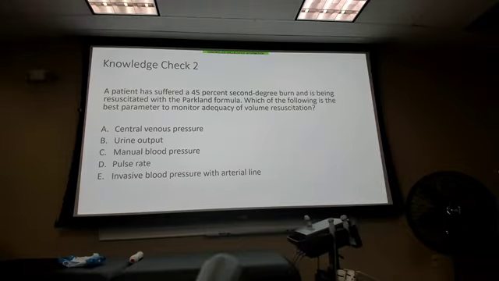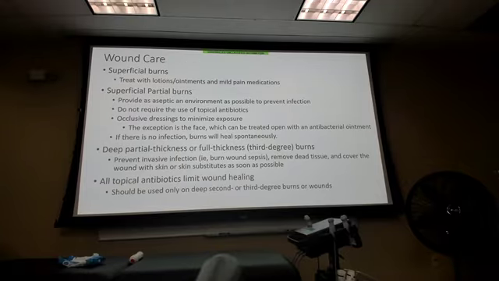So, a patient has suffered a 45% second-degree burn and is being resuscitated using the Parkland formula. Which of the following is the best parameter to monitor adequacy of resuscitation? Urine output, good.